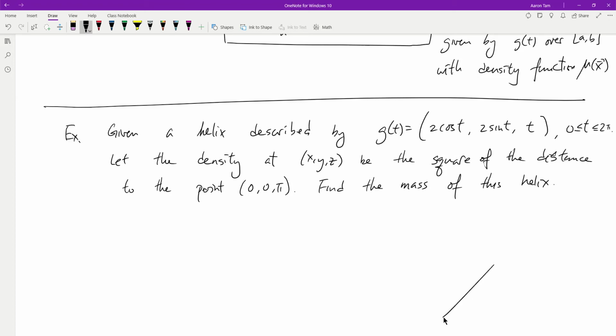So if you recall, this is basically how the helix looks. In this particular case, since we have a 2 involved with the cosine and the sine, it will start at this point right here, which is (2, 0, 0). And then it will rotate and go to this point right here, which would most likely be (2, 0, 2π), which is directly over the other point.